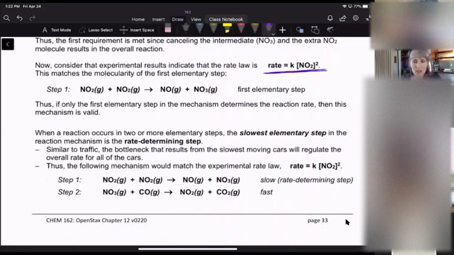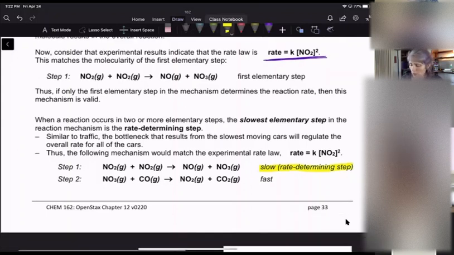Then that could be a valid mechanism, right? Because it agrees with the experimentally determined rate law. But if you have more than one step, then you have to look at the rate determining step. That's where we're going to be able to measure, right? So there's going to be a slow step that determines the rate. So we don't necessarily know. Now, if step one is as written and that agrees with our rate law, then this could be the mechanism. And step two could be a fast step. So we haven't really verified step two, but it seems likely that it could work.